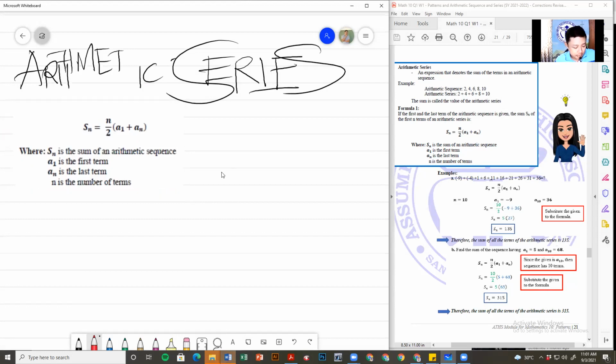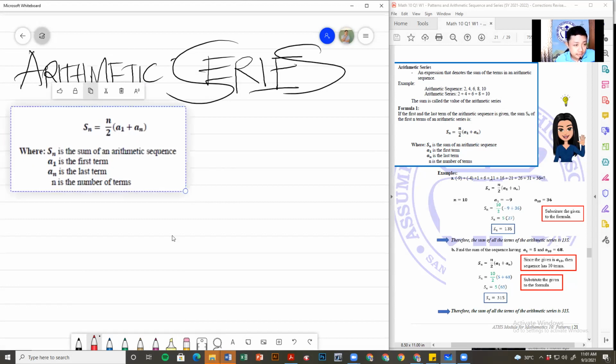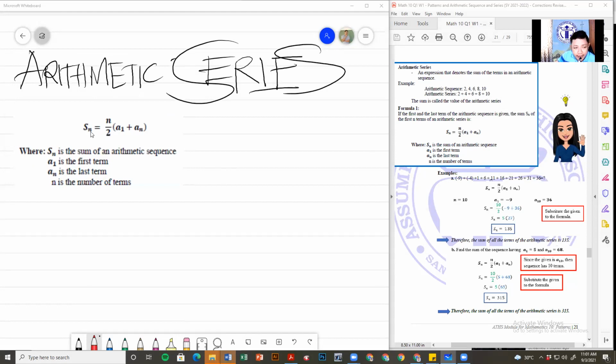Okay. So this is the formula for the arithmetic series. All we have to do is to follow this process. S sub n is equal to n over 2 times a sub 1 plus a sub n. Where did this formula come from?